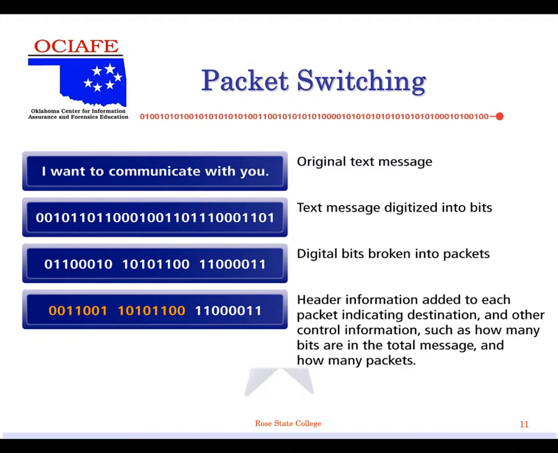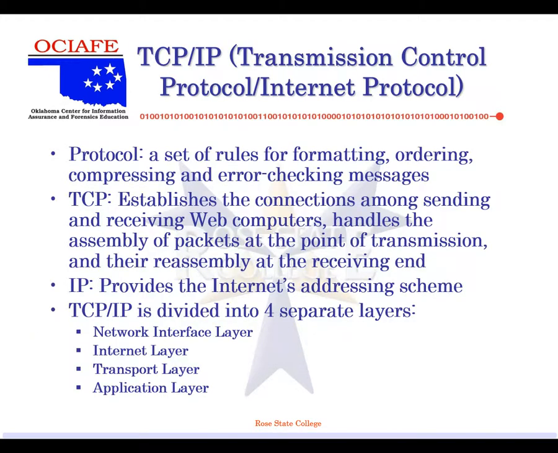All right, here it goes. I want to communicate with you. The original text is converted into bits, digitized into packets, then sent across the internet and put back together on the other end. We use something called TCP/IP. It's a protocol suite, a bunch of protocols put together. What it is, it took the old OSI model and made it into 4 layers: network interface, internet, transport, and application layer, and it allows us to communicate.